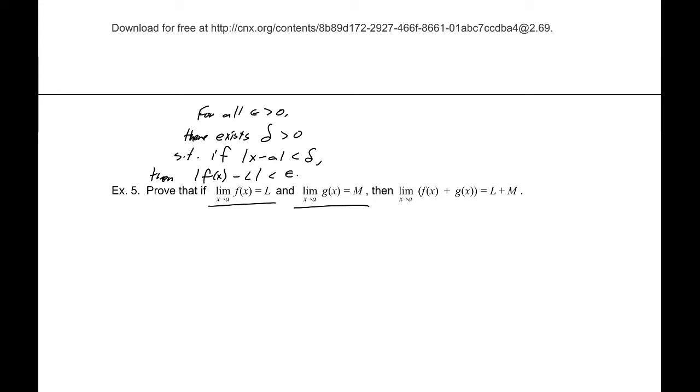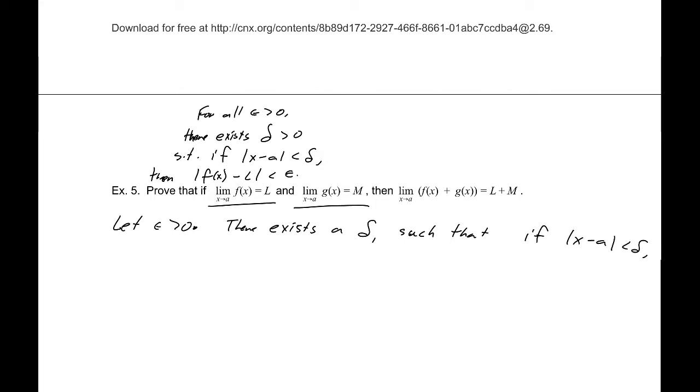So I want to go ahead and let epsilon be greater than 0. Now, since I have an epsilon greater than 0, I'm going to go ahead and say there exists a delta 1. I'm actually going to have 1 for each of these. A delta 1 such that if the absolute value of x minus a is less than delta 1, then the absolute value of f of x minus L is less than epsilon over 2. I can actually get it as close as I want.